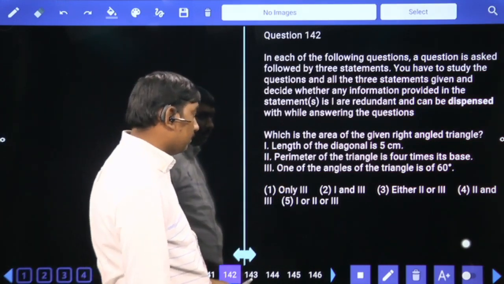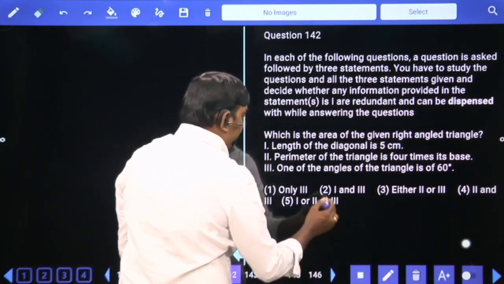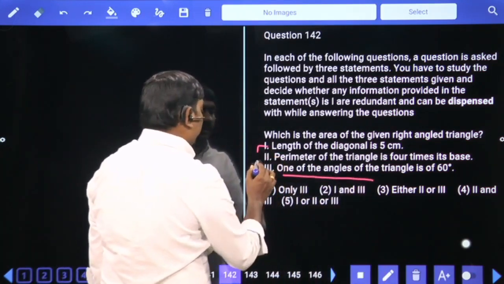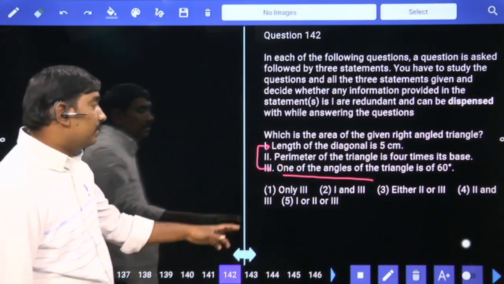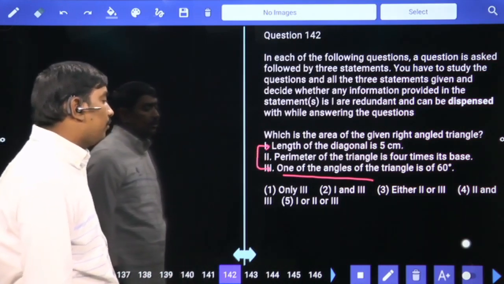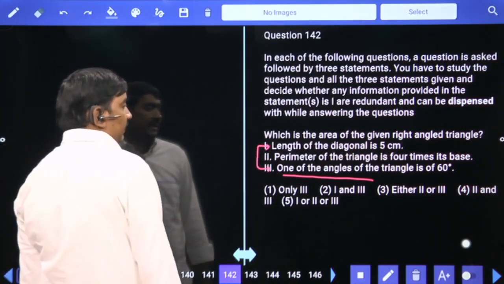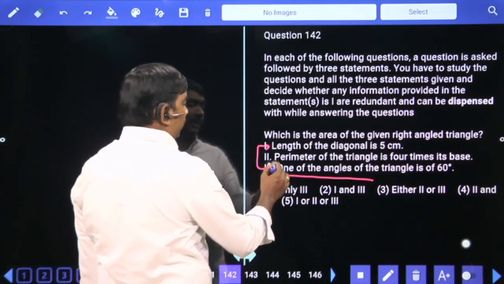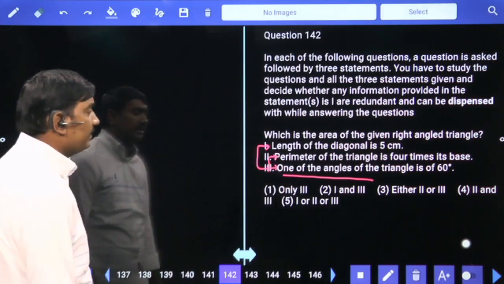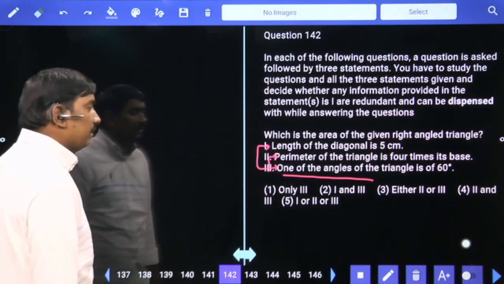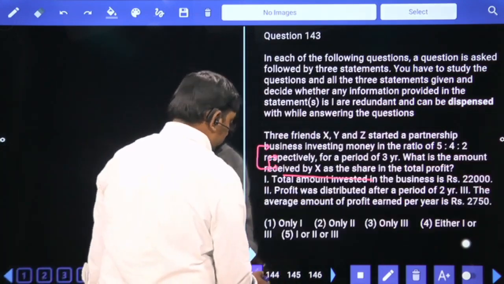Next. Sorry. With the third statement, the sides ratio we can say. By using the first statement we can say how much the base is, how much the height is. So 1 and 3 we can say the answer. 2 is not required. At the same time, by using 2 and 3 also we can say the answer, means 1 is not required. Either 1 or 2, but there is no option here.